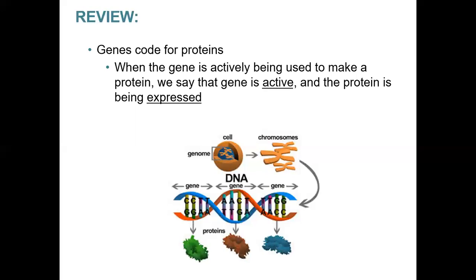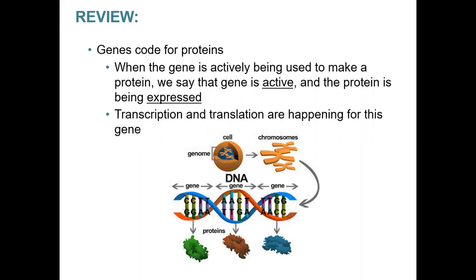For example, only the cells in your eyes use the gene for the eye color protein. So we say that in your eye cells, that gene is active, and the protein that makes your eyes a certain color is being expressed. Transcription and translation are happening for that gene. In your skin cells, the gene is not active, the protein is not being made, because your skin has no use for an eye color protein, and making one would just be a waste of energy.